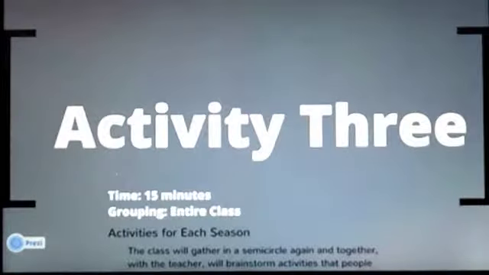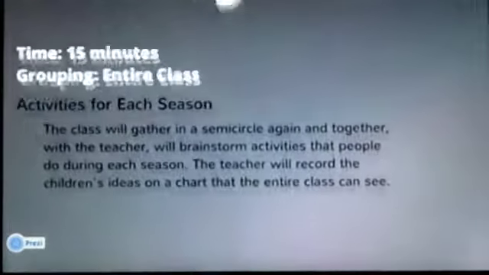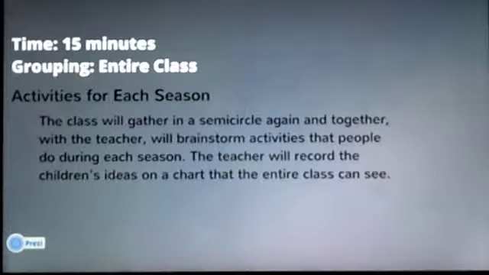The third activity has a time allotted of 15 minutes, and the grouping is the entire class. The title of this activity is Activities for Each Season. The class will again gather in a semicircle together on the floor in front of the teacher, and everyone will brainstorm activities that people do during each season. The teacher will record the children's ideas on a chart that the entire class will be able to see.